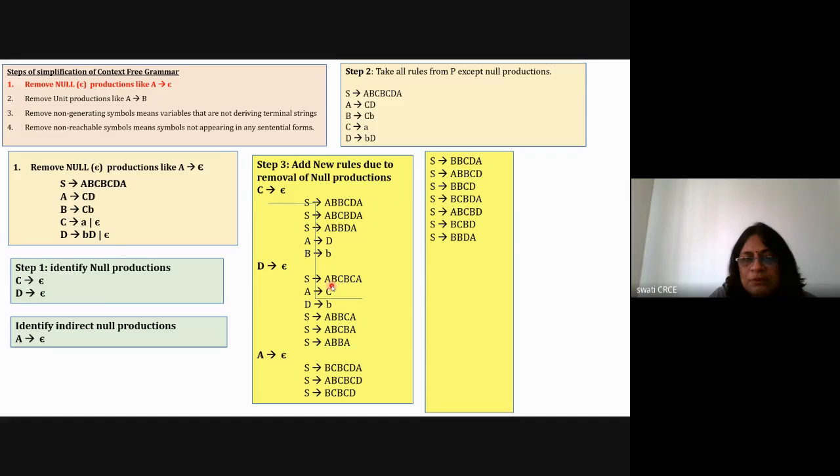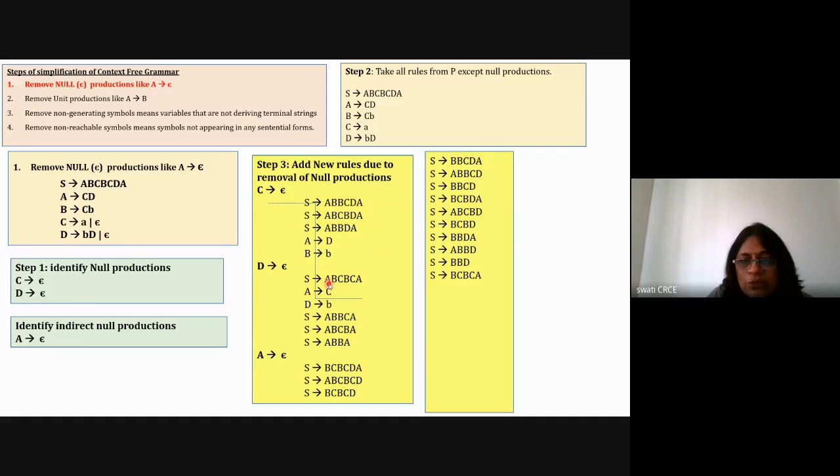A is epsilon, then it is... I think I forgot something. Now this one. This is the third rule. So this A is not there, so it is double BDA. Then this A is not there, so it is A double BD. And if both are not there, then it is double BD. Okay, now go ahead and take the next one.